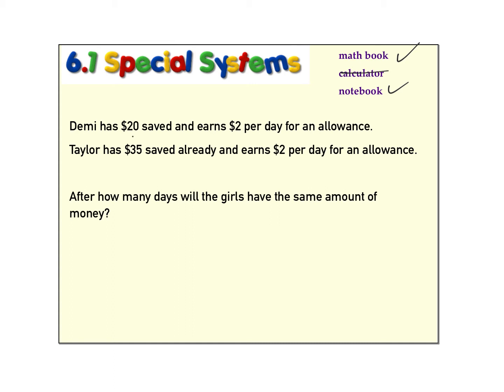So Demi has saved $20 already, and she earns $2 per day for an allowance. Taylor has $35 saved already, and she earns $2 per day for an allowance. I want to know, after how many days are those girls going to have the same amount of money? So when will they have the exact same amount of money? And how could you figure that out? So please pause the video and think about that question.